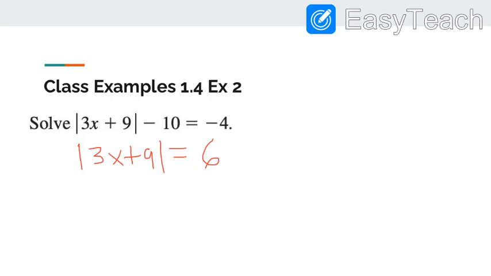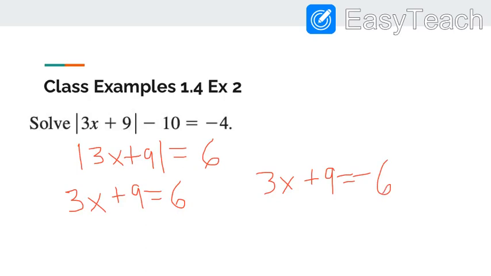Now we take the positive and negative forms of 6. So we'd have 3x plus 9 equals 6, and 3x plus 9 equals negative 6. At this point, we would simply solve out each equation. So the one on the left, the first thing that I'm going to do, I can see they're all divisible by 3 here. So I'm going to divide it all by 3 first. I'd be left with x plus 3 is equal to 2. If I subtract the 3 from both sides, I would have x is equal to negative 1.